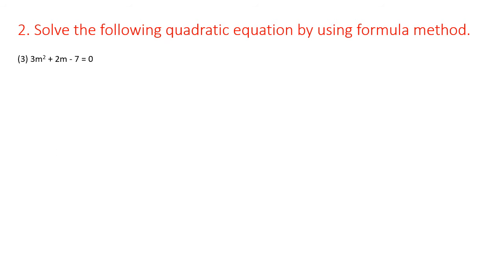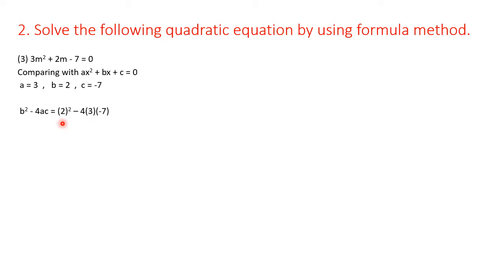Similarly, as you can see on your screen, you have the third sum, which is 3x square plus 2x minus 7 is equal to 0. So we compare it with ax square plus bx plus c, and we get the values of a, b and c. Then we substitute in the formula b square minus 4ac. Our b is 2, so b square minus 4ac: this is 4, and a is 3, c is minus 7.